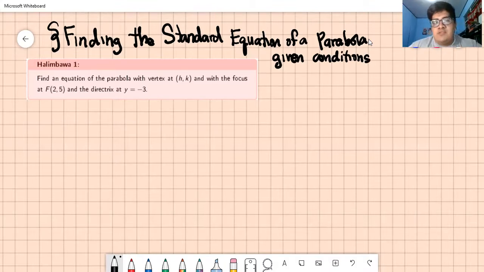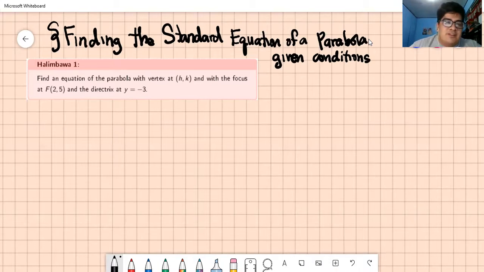Previously, in the last video, we have discussed the notion of what a parabola is, its standard form, its general form, lahat na natakal na natin. But today, we'll be discussing another type of questions involving parabolas, and that is when there are conditions given, and you determine mo ano yung standard form.